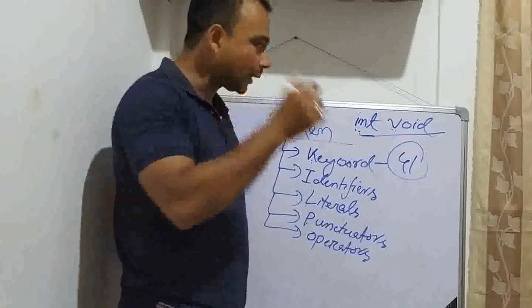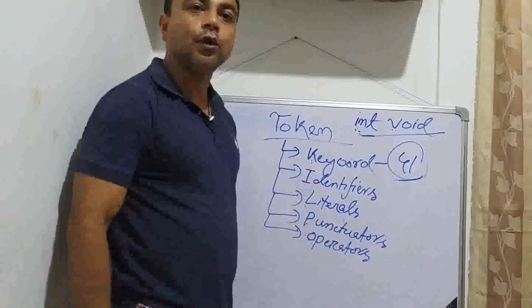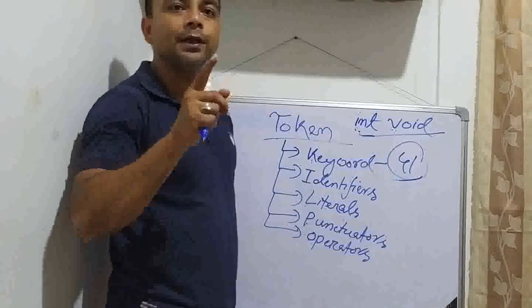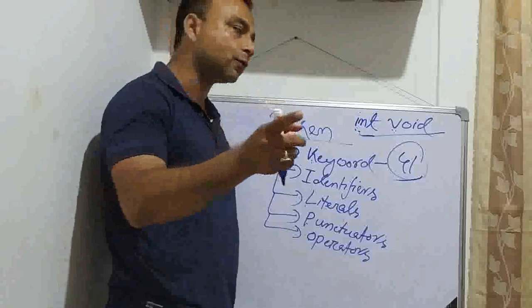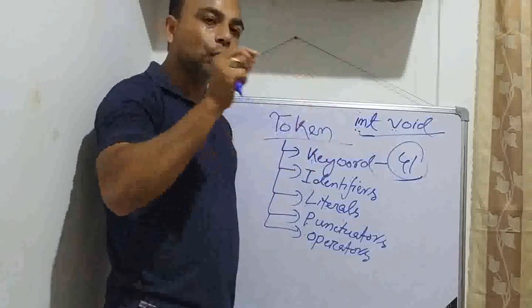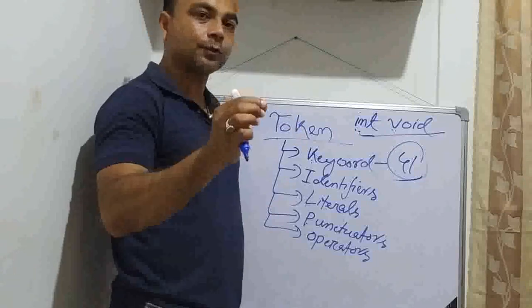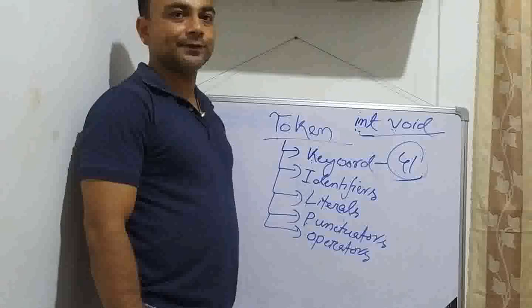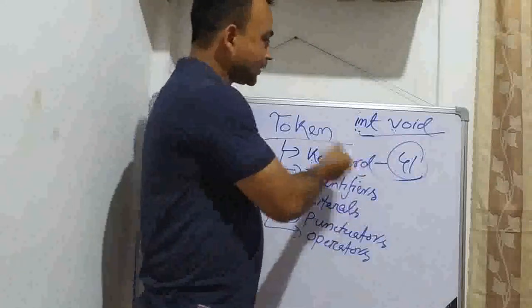And the total number of keywords in C++ is 41. The meaning of keywords is not understood by human beings directly. It is understood only by the language compiler. And finally, remember that without keywords, it is almost impossible to write a program in any high-level language. So this is the keyword.